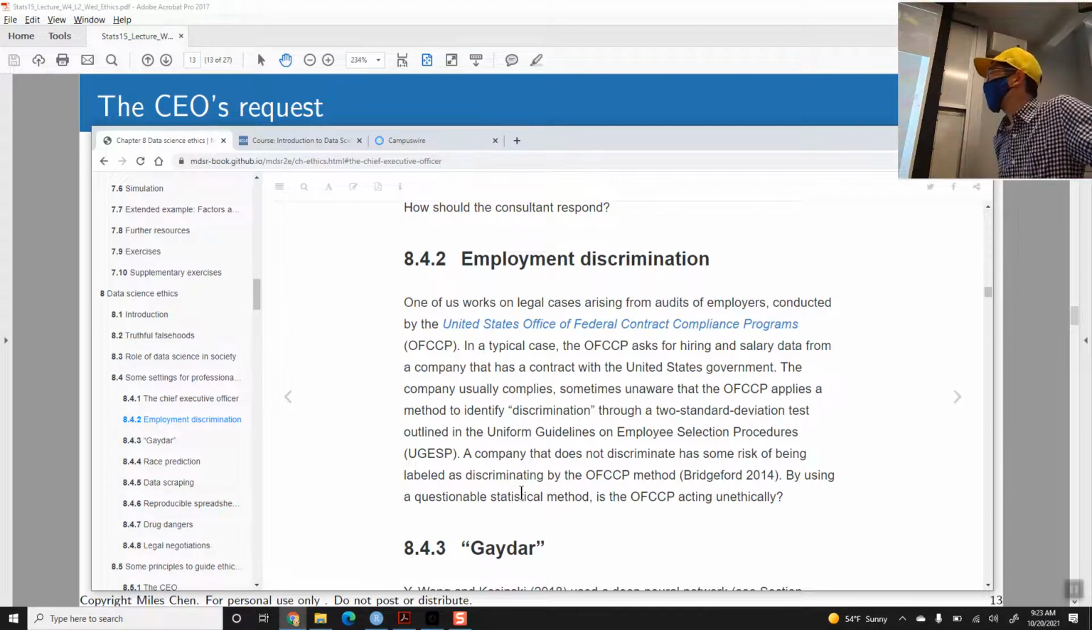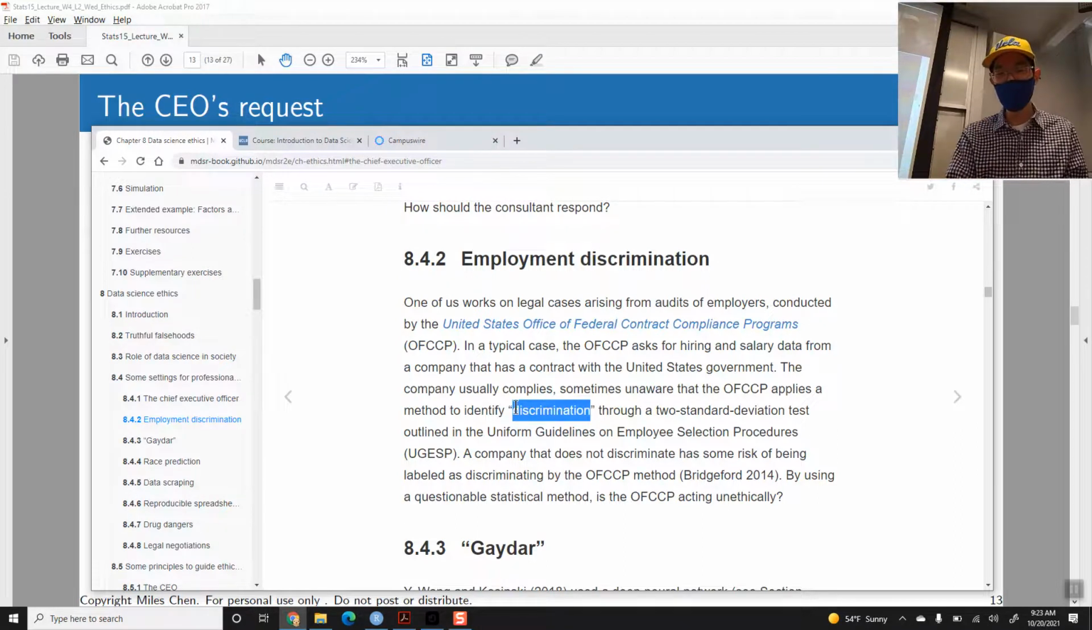Here's another one. One of us works on legal cases arising from audits of employers conducted by the U.S. Office of Federal Contract Compliance Programs. In a typical case, this office asks for hiring and salary data from a company that has a contract with the U.S. government. The government hires out all of these different companies that do outsourcing work. The company usually complies, sometimes unaware that this office then applies a method to identify discrimination.